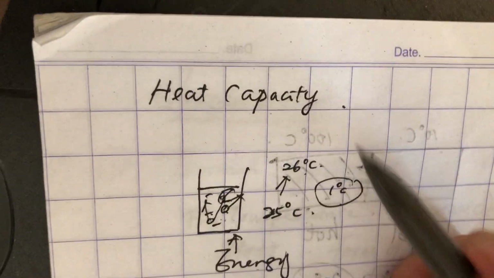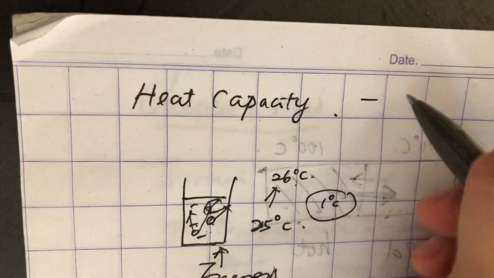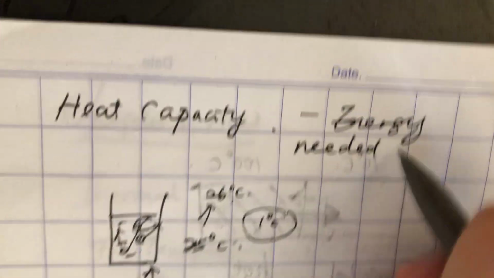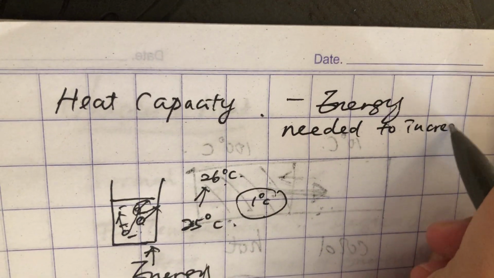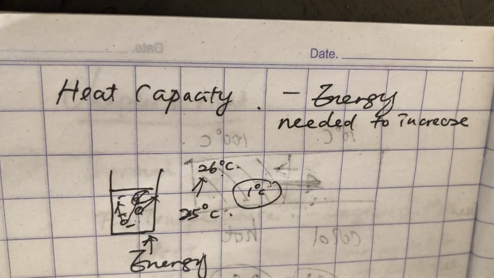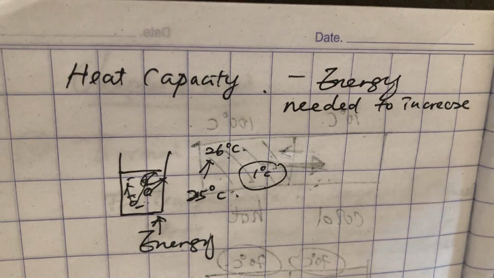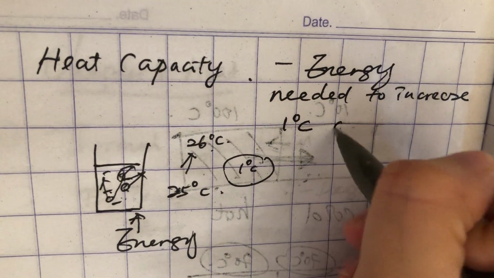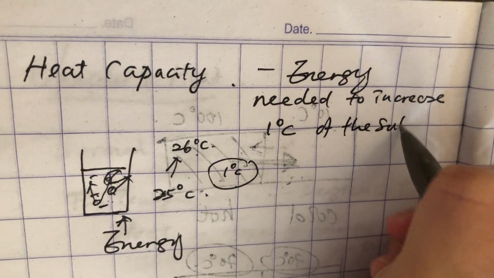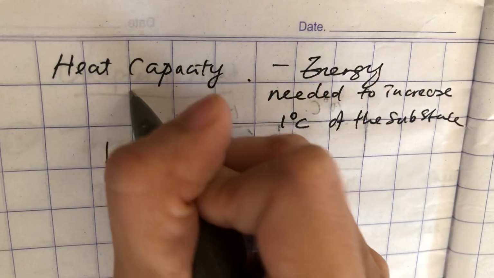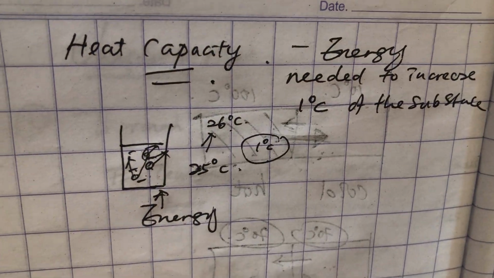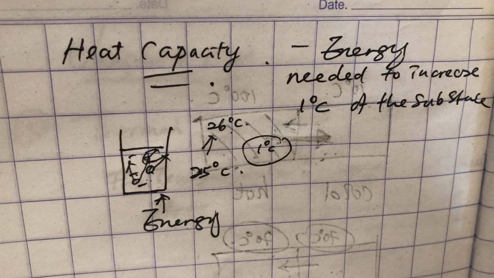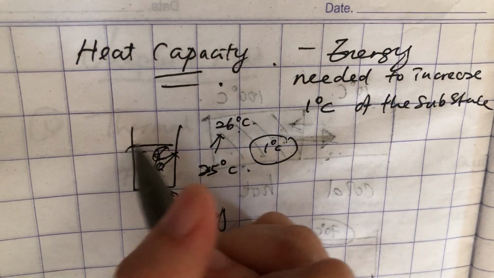Okay, so what is heat capacity? It is the energy needed to increase the temperature, or the amount of heat needed, or the energy needed to increase 1 degree Celsius of the substance. That is what we call heat capacity. Of course, heat capacity doesn't look so accurate or so professional, because we never know the mass of this thing.